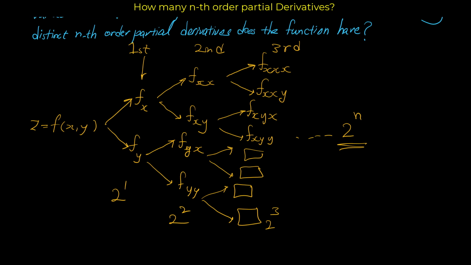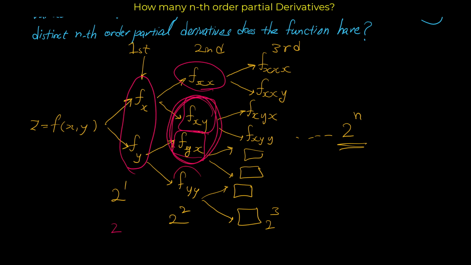For the first order, of course these are different, so we have two distinct. For the second order, this is the same as this. The order of differentiation doesn't matter. So we have 1, 2, because these two are the same. 3 different partial derivatives we have.